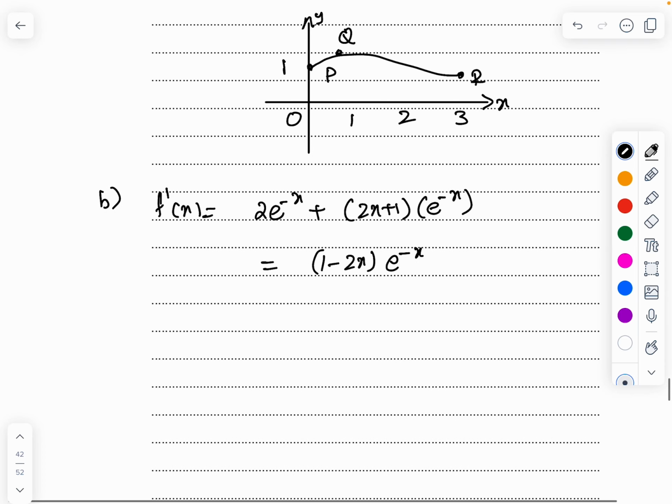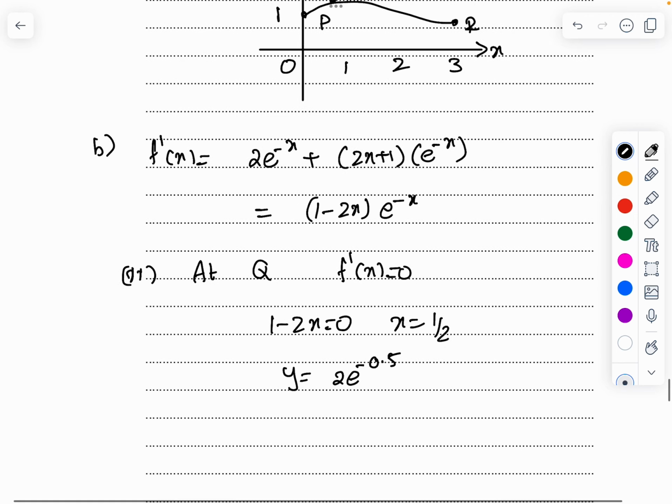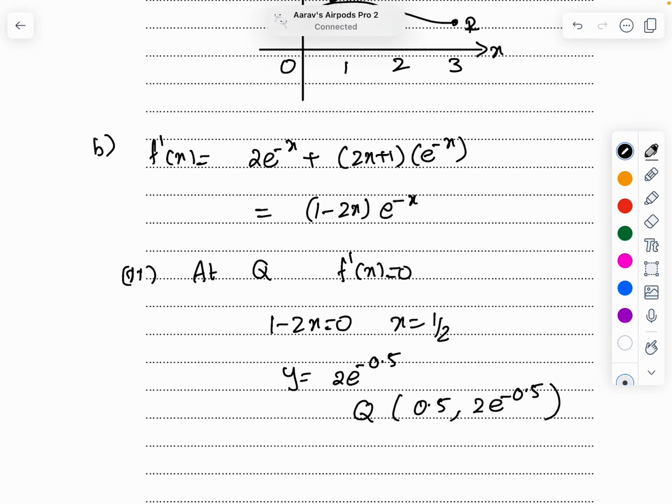Find the exact coordinate of Q. At Q, because it is the maximum point, first derivative should be equals to 0. So 1 minus 2x equals to 0. So x equals to 1 upon 2. So y value will be 2 e to the power of minus 0.5. So what will be the coordinate of Q? 0.5 comma 2 e power minus 0.5.